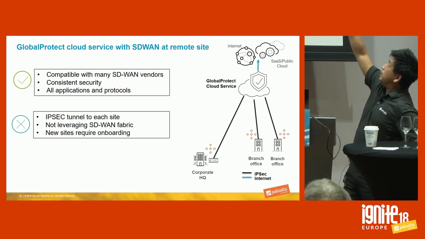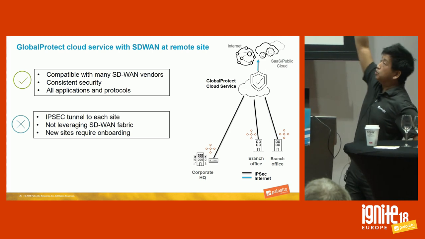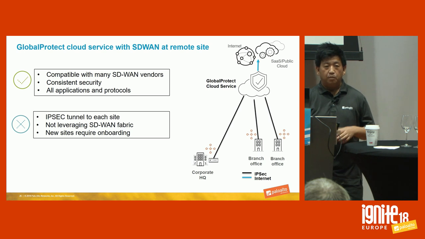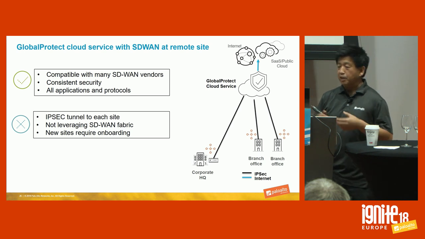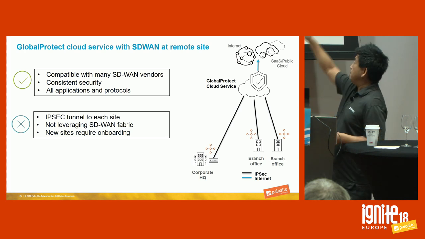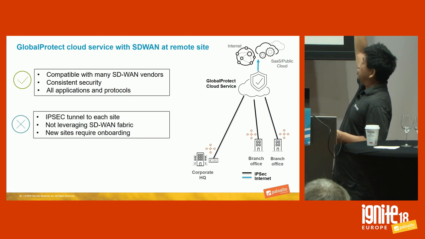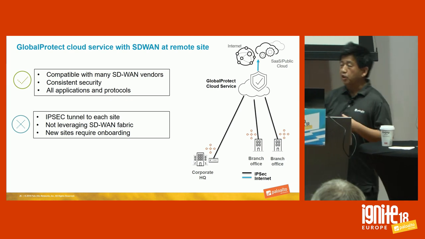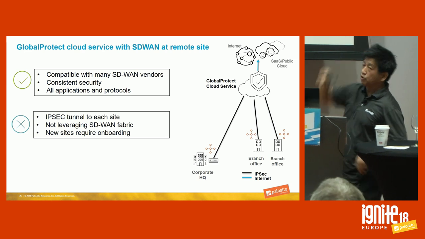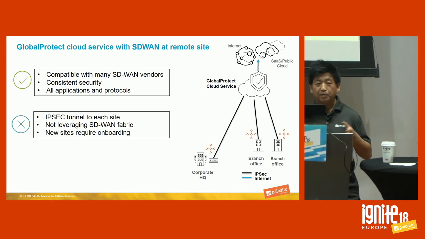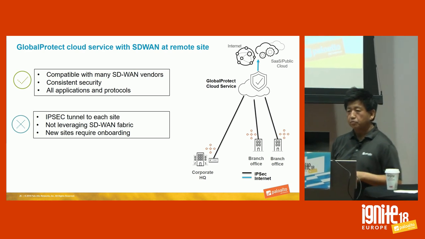you onboard every site, every branch office into GlobalProtect cloud service. May not be a problem. In fact, it's probably the best way to do that. If say you have 5, 10, 100 branch offices, you're just going to onboard each one of those connections into GlobalProtect cloud service. And that's probably the easiest way to do that at scale.